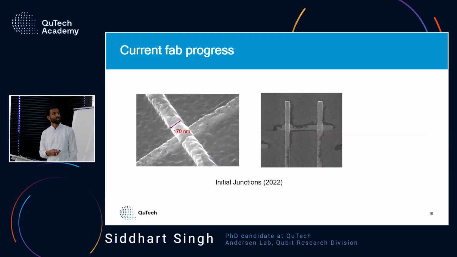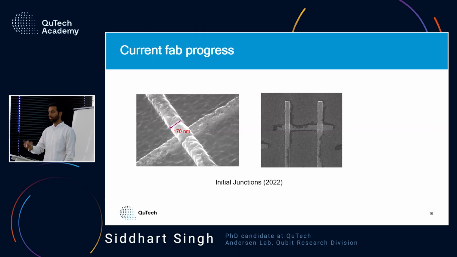Next, these were some initial junctions which I'm showing from all the way from 2022. You can see the surface on which the aluminum is coming is already very rough. Secondly, there is some dirt on the side of the junctions. Also visible in this picture is some black polymer-like stuff which is underneath the junctions. And this is what made the reproducibility even harder.